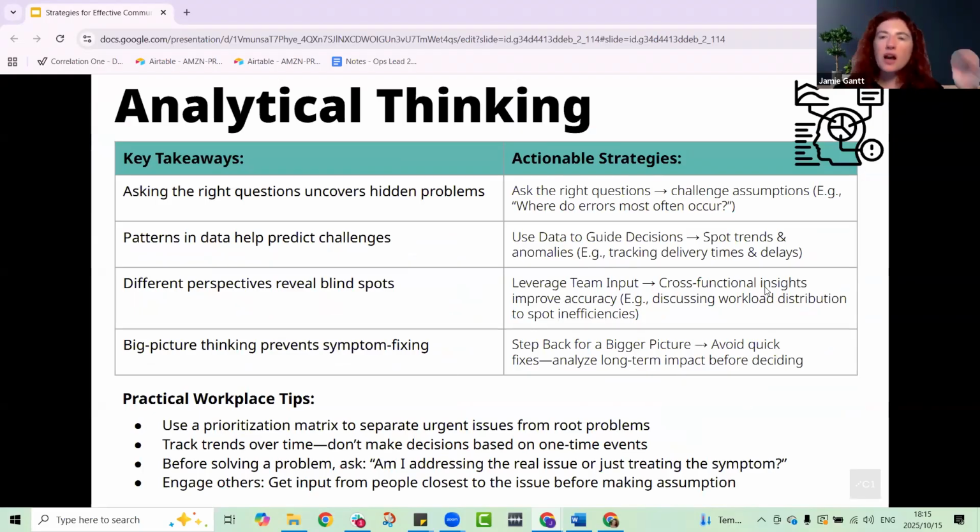All right, so we talked already about root cause analysis, which falls into our analytical thinking. Basically, we just want to ask those questions, right? Ask the questions, look for the patterns, get different perspectives, and use that sort of big picture thinking. So once you've gotten to the root cause, take another step back to look at what is the short-term impact, what is the long-term impact. If we do this today, what could possibly happen 6 months from now? So kind of getting that wider view.